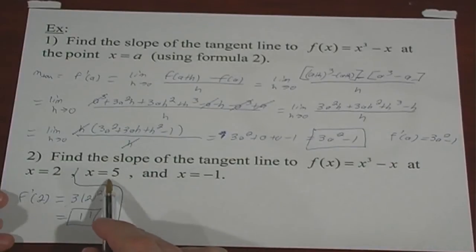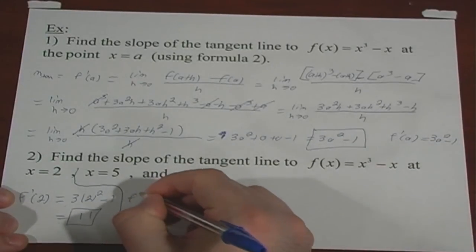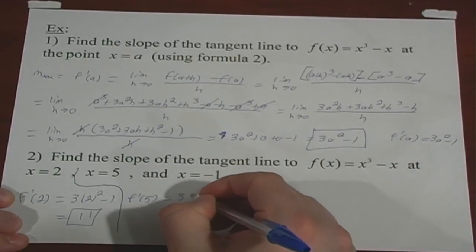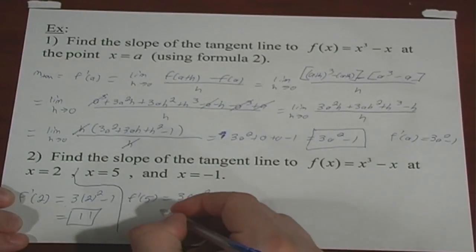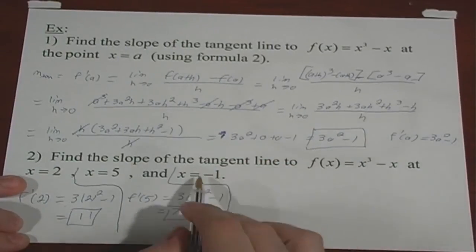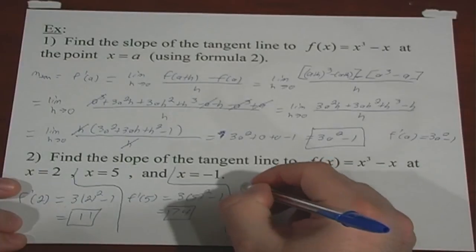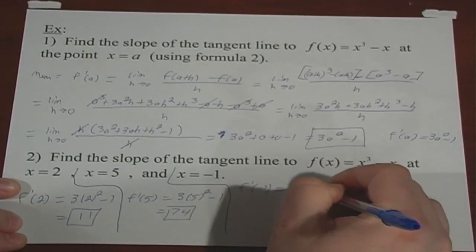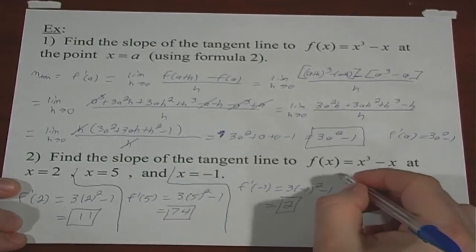If I want to find the slope of the tangent line at 5, I don't have to redo the entire calculation, just plug in 5 to this formula. So you get f prime of 5. And so you change the a to 5 there, and you get 3 times 5 squared minus 1. What is that? 75 minus 1, 74. That's the slope of the tangent line for that one. If I want the slope of the tangent line at -1, again, I don't have to redo the entire calculation. Just plug in -1 for the a there. So this is f prime of -1, which equals 3 times negative 1 squared minus 1. So 2. Looks like the slope is 2 there.